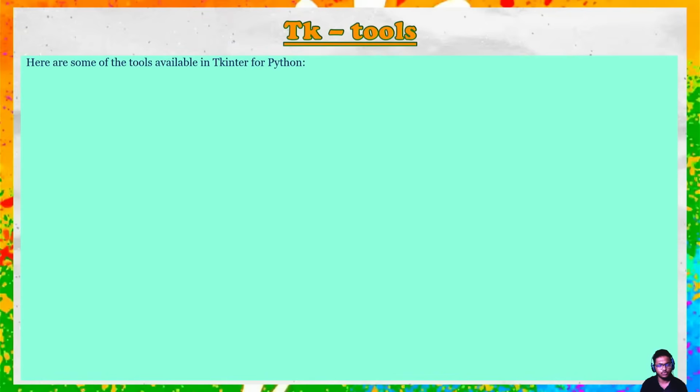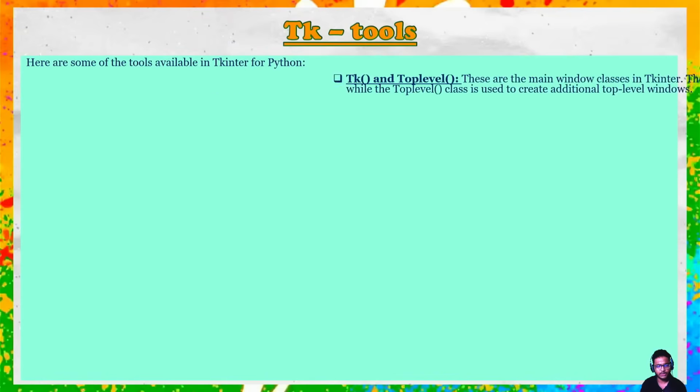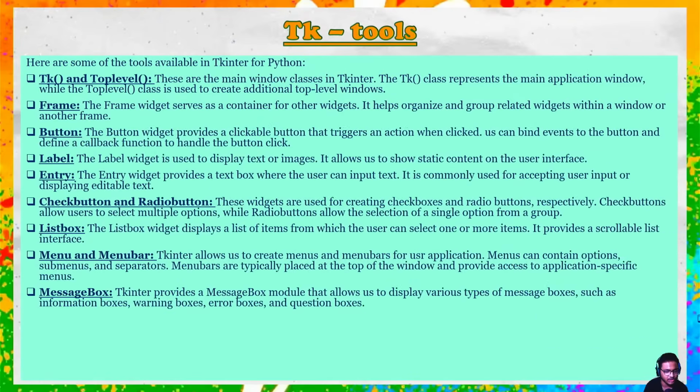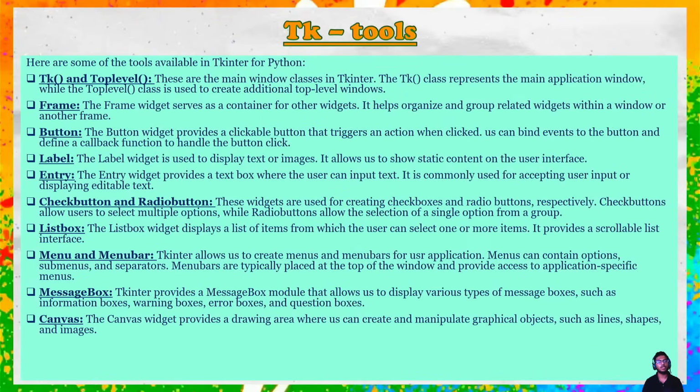So here are some tools available for Tkinter for Python, which you can see: Tk top level, frame, button, label, entry, checkbutton, and so on. You can see this presentation later on, because after the end of this live session I will give the link in the description where you can download the PPT.